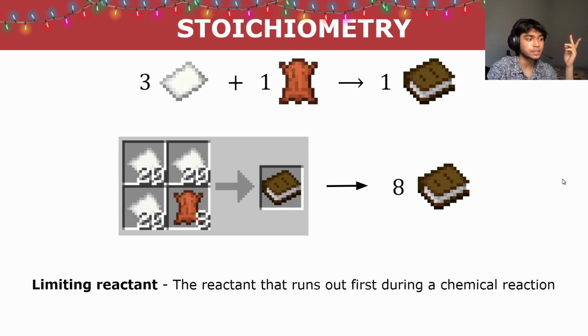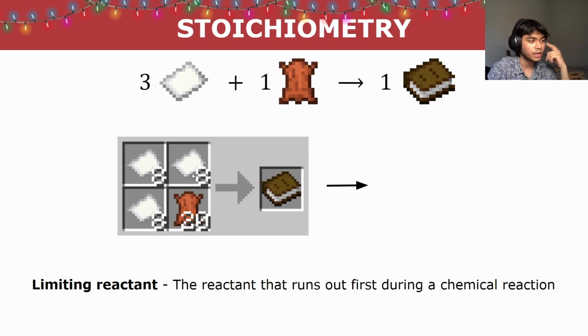We could also flip this. We could say instead of 8 leather, we have 20 leather, and instead of 60 paper, we have 24 paper. How many books can be formed? Well, it's still 8. With your leather, you could hypothetically make 20 books, but with your paper, you can only make 8 books. You only have 24 pieces of paper.